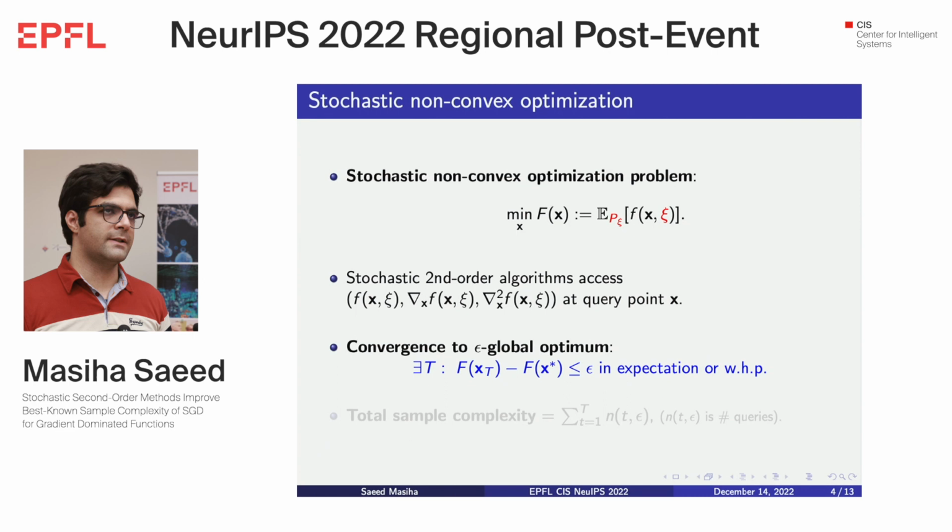And here's the definition of the epsilon global optimum. It means that the function value at the output of the algorithm, for example, at iteration t, is within some epsilon of the minimum value of the objective function in expectation with high probability. We're trying to get efficient total sample complexity in order to converge to epsilon global optimum point. And this is the number of queries of that triple of the function and its gradient and Hessian in all the iterations. And this N_t(epsilon) is the number of queries per iteration.